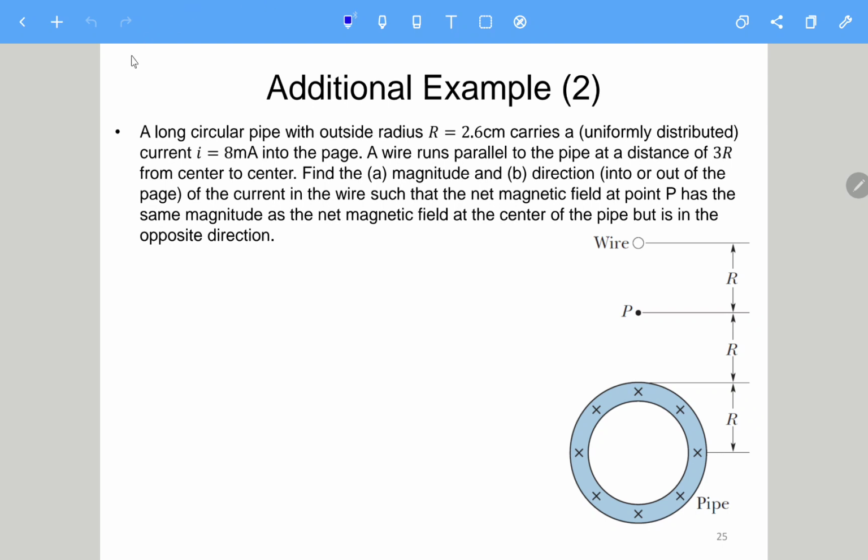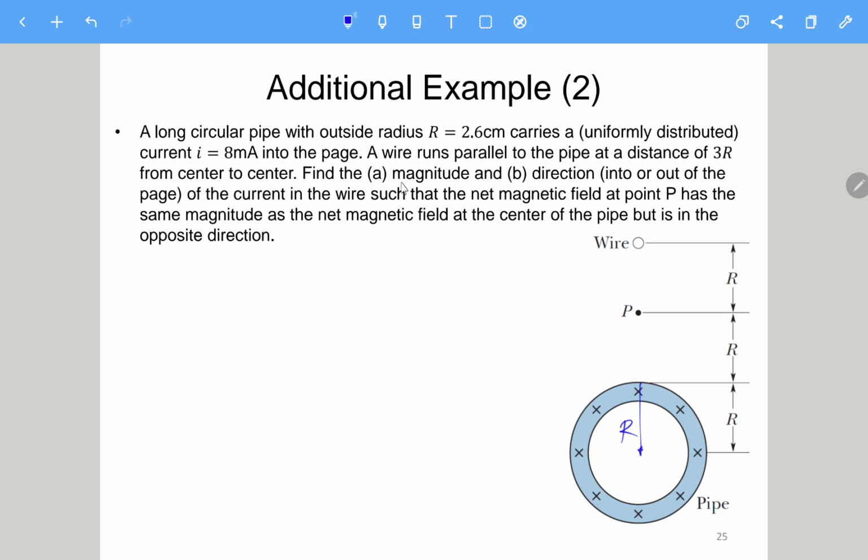So here it says a long circular pipe with outside radius R. So this is the outside radius R from here to there. This is R. It carries uniformly distributed current I into the page, denoted by some crosses here. And then a wire runs parallel to the pipe. This is the wire at distance 3R. So you can see 1R, 2R, 3R. So this is the wire.